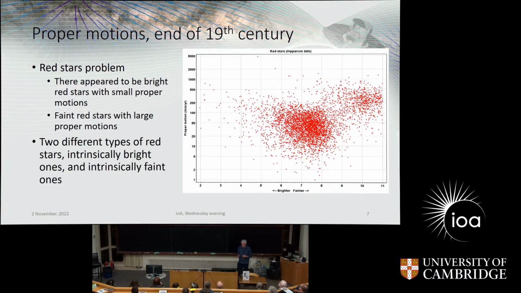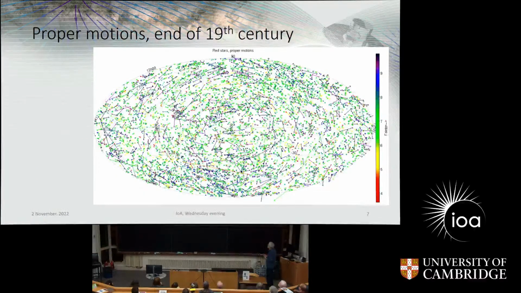Let's first see how it looks. On the left here, the big blob is the small proper motions, the very bright stars. So things get brighter to the left and fainter to the right. And the blob on the right are the faint stars with the high proper motions. If you look at all of these stars on the sky, you see the same thing. Every arrow shows the proper motion, and the faint stars are the dark blue ones, and they show the large proper motions. And the green ones and the red ones generally show very small proper motions.